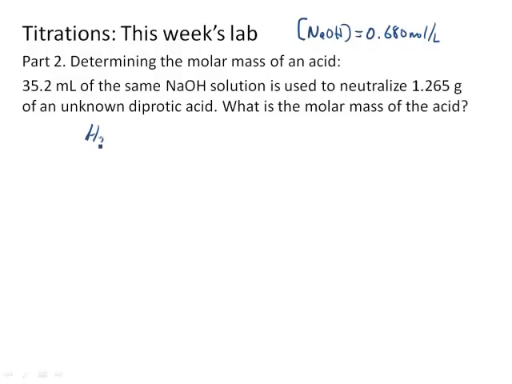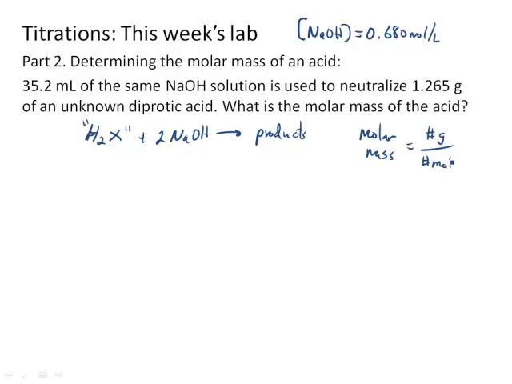The unknown acid has a formula H2X. You don't know what X is. X isn't even an element. It's some other chunk of molecule. But it's some acid that's going to react 2 to 1 with NaOH, and that's going to make products. Your goal is to find the molar mass. The molar mass is, of course, equal to number of grams over number of moles. The grams is easy to get. You just weigh out the sample. Diprotic means it reacts with 2 hydrogens. The number of moles you get from your titration.